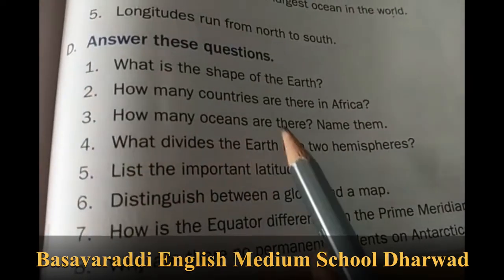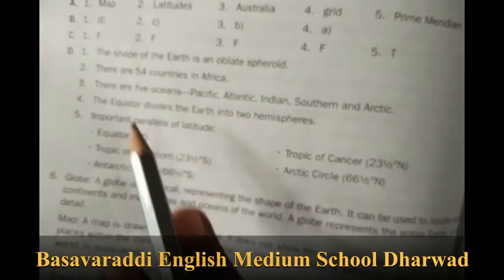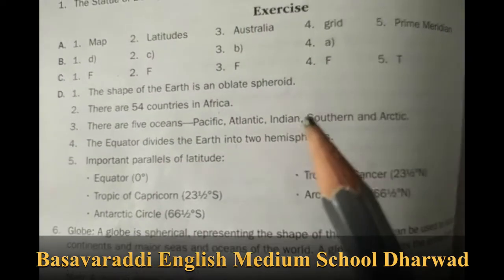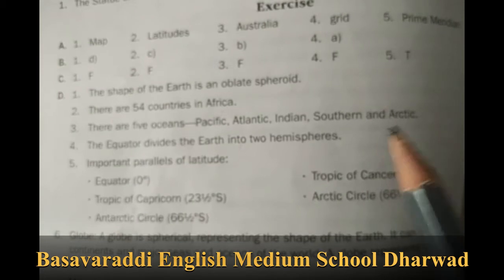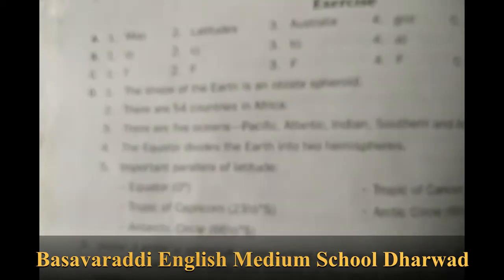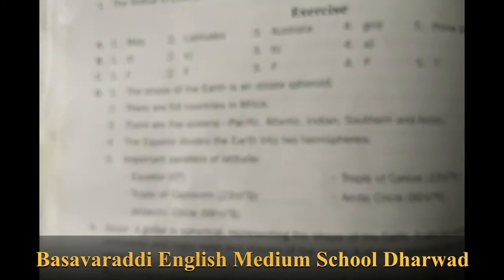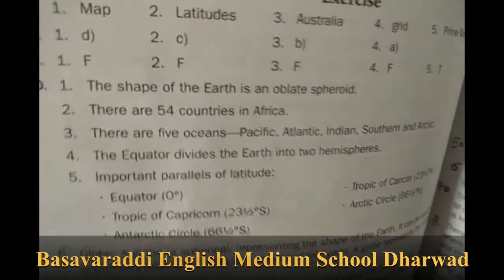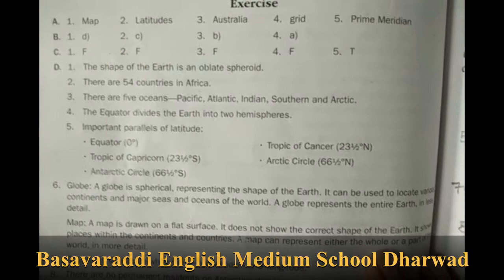Question, how many oceans are there? Name them. There are 5 oceans: Pacific Ocean, Atlantic Ocean, Indian Ocean, Southern Ocean, Arctic Ocean. There are 5 oceans. Next, there are 5 oceans: Pacific Ocean, Atlantic Ocean, Indian Ocean and Southern Ocean.